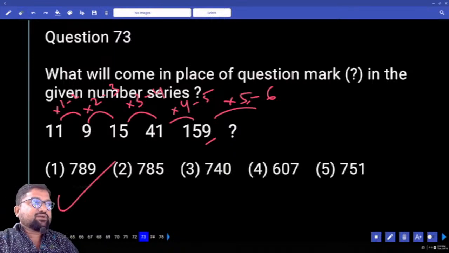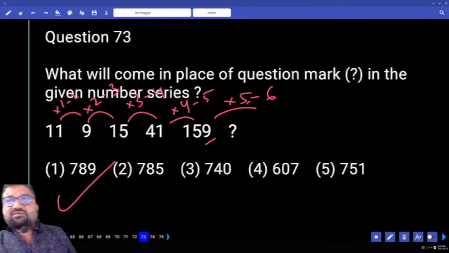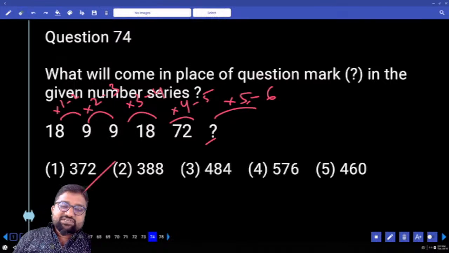Always keep an eye on the options. Options also will help us to get the correct logic. Be careful. Next, 74. Bah, dead easy boy.